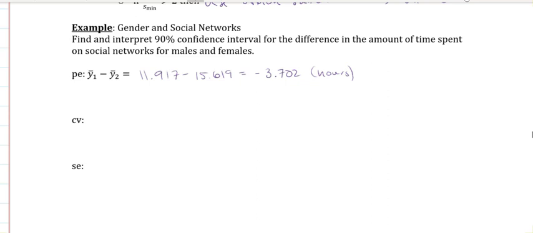So we can remember our units this way, because it's the average amount of time, so this is the difference in the average amount of time. Our critical value is going to be a t star with some degrees of freedom. But we know that our degrees of freedom is 30, and this is because sigma 1 is not assumed to be equal to sigma 2, right? So we used the Welch-Satterthwaite approximation.